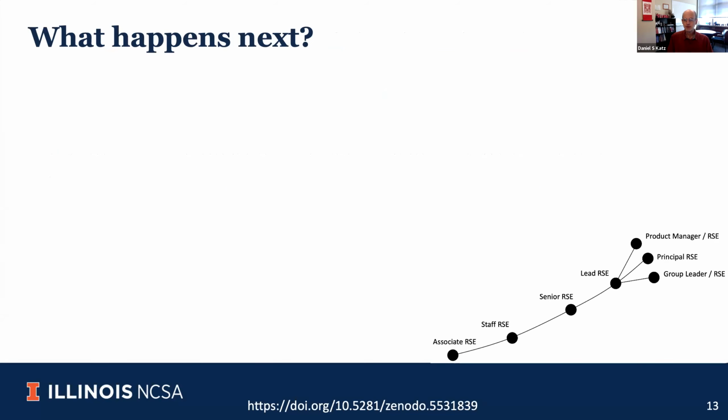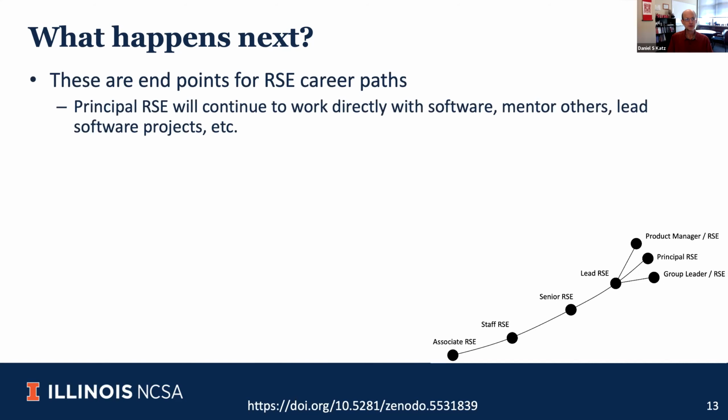So if we think about these three different paths again, there's a question that you can think of, which is what happens after this? If you're a product manager RSE, if you're a principal RSE, if you're a group leader RSE, right? What happens to you after this? Where else can you go? And so my thought is that these are endpoints for RSE career paths, but they're not endpoints for career paths. They're just endpoints for the RSE part of these career paths.